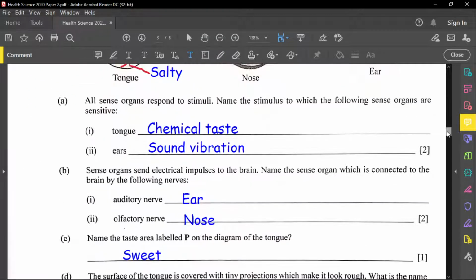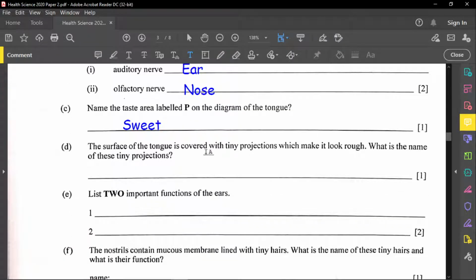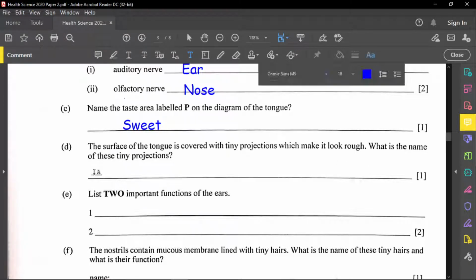Let's go down a little bit further to the next question. It said, the surface of a tongue is covered with tiny projections which make them look rough. What is the name of these tiny projections? These are called taste buds. List two important functions of the ear: the ear is important for hearing and also for balance. And remember, the part of the ear that helps us with balance is the semicircular canal.